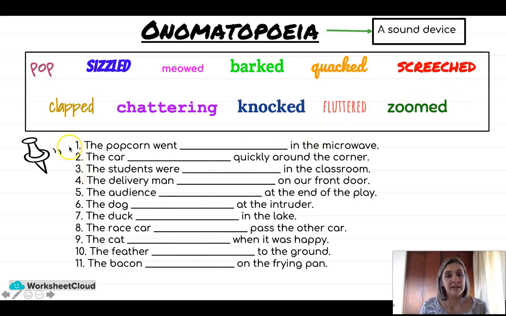In the exercise here, I'd like you to have your pen and paper, write 1 to 11 on your paper, and just put in the words you're going to use from the top. There are 11 words and 11 sentences, so they fit perfectly. So pause the video at this stage and just quickly fill them in. They are quite easy. Off you go.